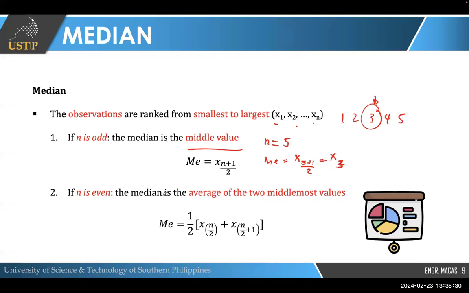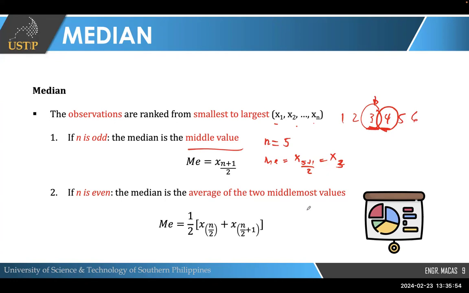But if it is even, for example, 6, you cannot say that x sub 3 is your median. The median will be the average of the two middlemost values. The average, since they are the middlemost values, right? So the formula for that will be 1/2 multiplied by the quantity x sub n over 2 plus x sub n over 2 plus 1. Okay?